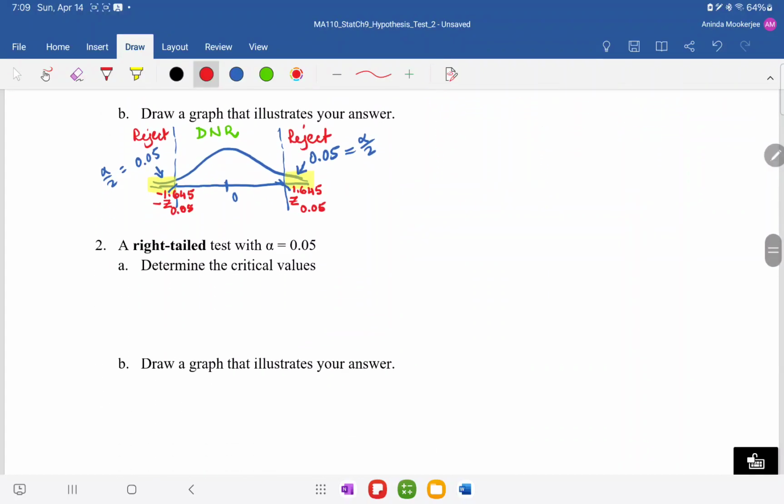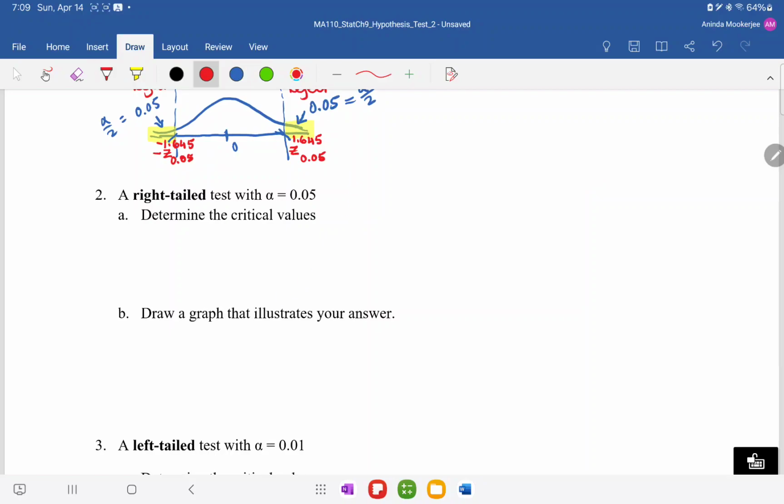The next question says a right-tailed test with alpha equals 0.05. Now in a one-tailed test, which is the right-tailed or the left-tailed, you don't have to worry about splitting the alpha into two. The reject region is going to be on one side only in a right-tailed, and same in a left-tailed test. So alpha is going to stay intact. So here too, I will start with the diagram first. So I'll do part B first.